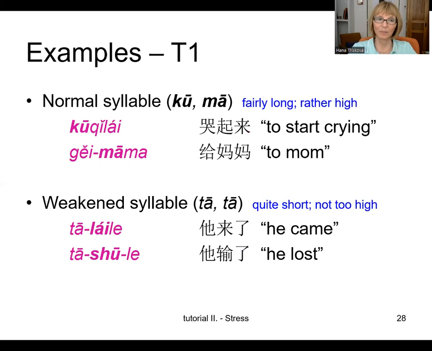Now I will give you examples of normal syllables and weakened syllables so that you can compare their pronunciation. I will explain it according to the tones. So first, the tone 1, the first tone. Normal syllable is fairly long and rather high. 哭起来，给妈妈. Weakened syllable, first tone weakened syllable, is rather short and it's not that high. 他来了，他输了.